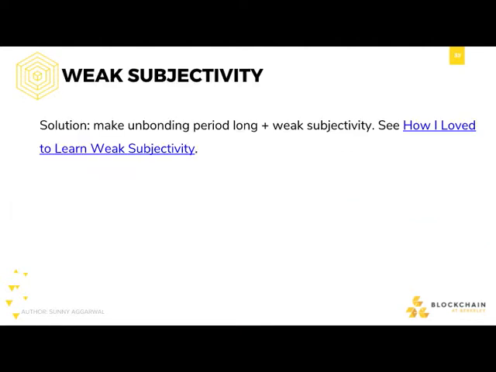And the solution introduced by Vitalik in his initial proof of stake plan called Slasher is making the unbonding period a lot longer and also using this thing called weak subjectivity and exponential subjective scoring. But I don't really have the time to go over that right now, but it's readable, so I recommend you read this article.